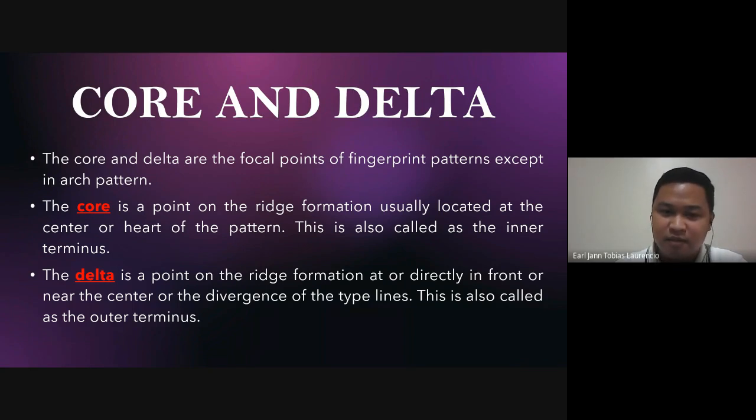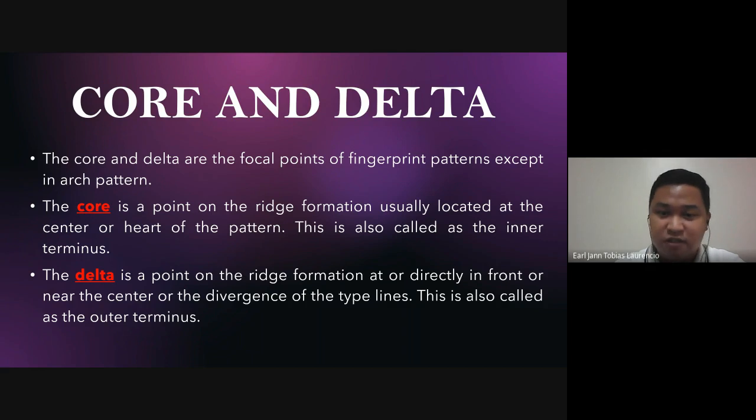Take note that the core and delta are always located inside the pattern area. Okay? We had discussed in the previous lecture that the pattern area is the part of the fingerprint that is enclosed by the type lines. And that is the part of the pattern where we can see the core and the delta of the pattern.